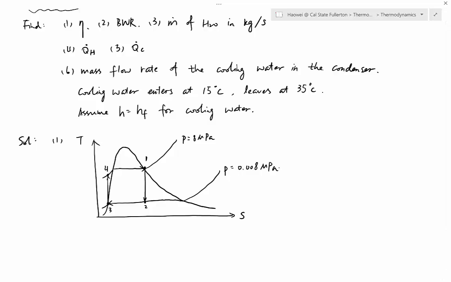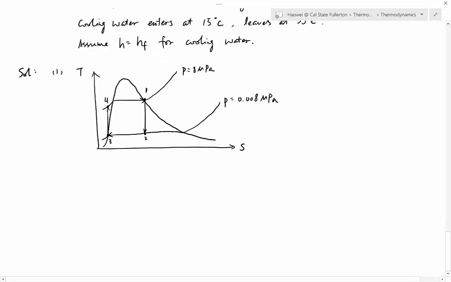Okay, so now from 1 to 5, such as efficiency, BWR, mass flow rate, Q dot H, Q dot C, do you remember what is the key to solving the Rankine cycle problem? The key is to find enthalpy h of every single point. So we just need to find h1, h2, h3, and h4. As soon as we find all four of them, we're done. So let's start from h1.